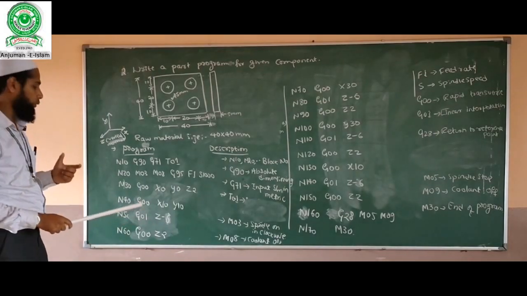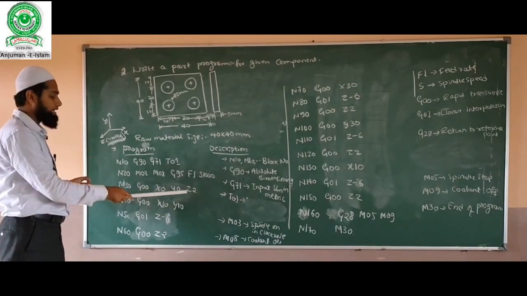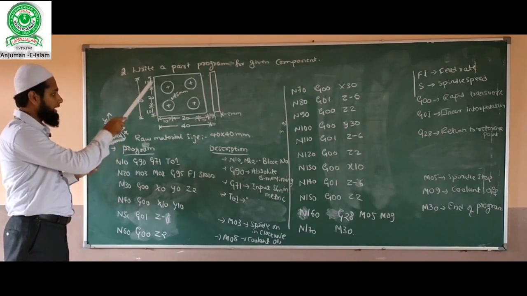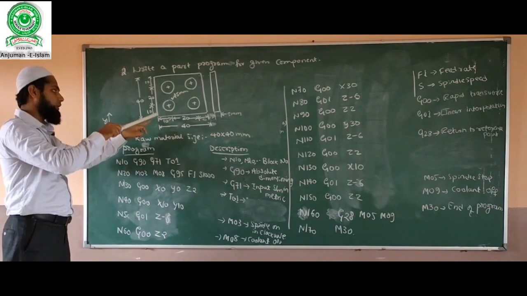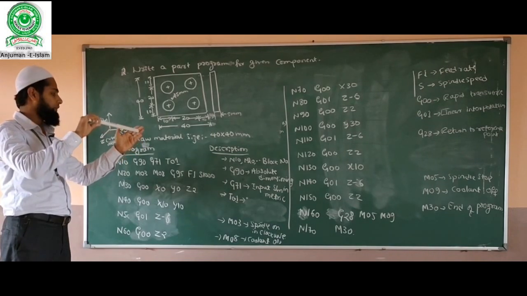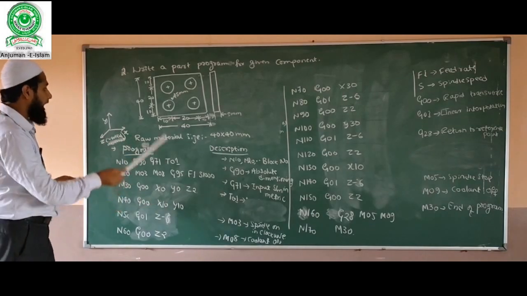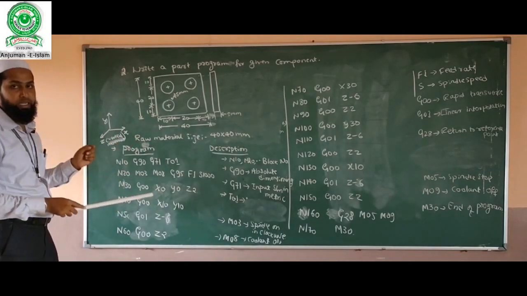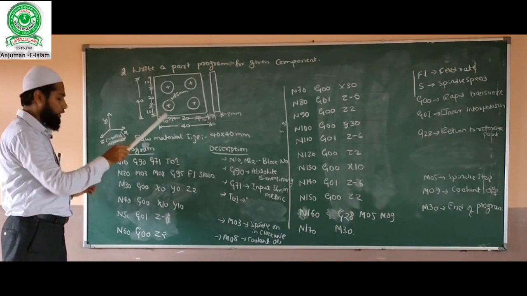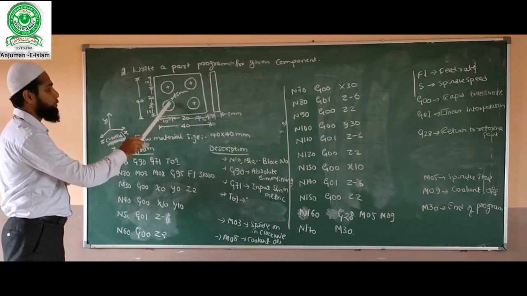Next, I will call the tool at the position of X0, Y0 and Z2. X0, Y0 is located here. Z2 means if the tool touches or contacts the object, it is Z0. If it is 2 mm above this surface, it is called Z2. Then after reaching this position, I will move this tool to the center of the hole by rapid traverse, X10, Y10. Here the dimension is X10, Y10.